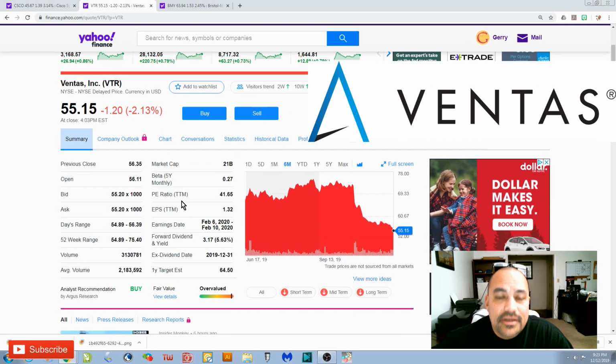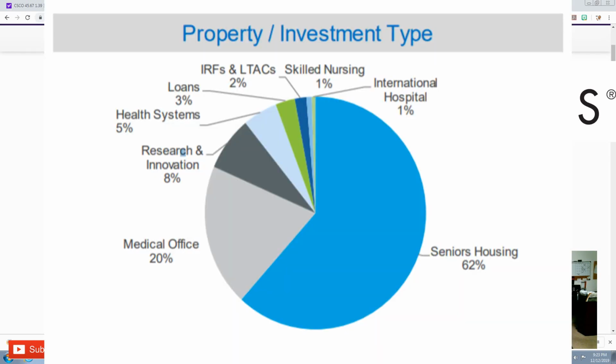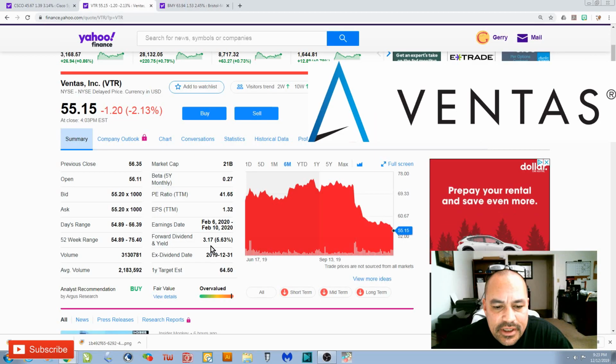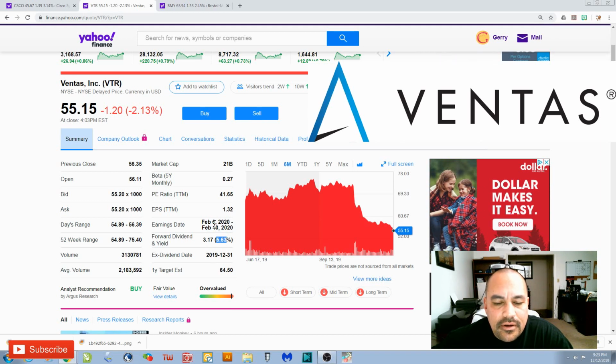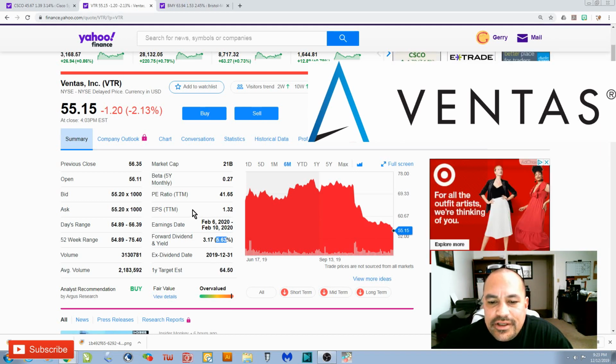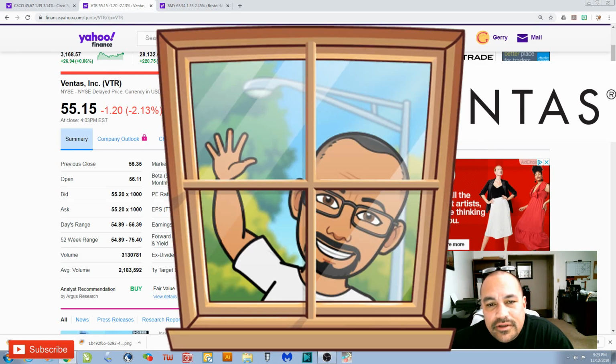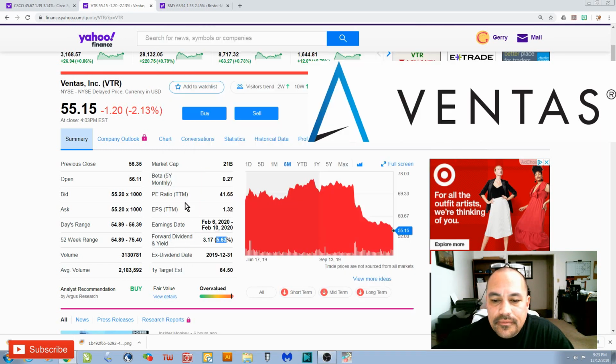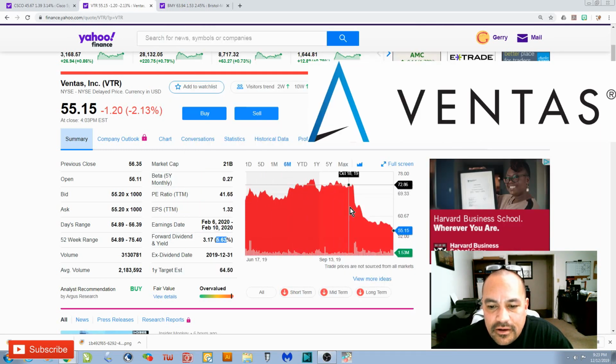But it's a REIT, a medical healthcare REIT, mostly senior housing. And this thing pays a 5.63% dividend yield. Ventas is the type of REIT that doesn't give you big windows of opportunity to invest, and right now they are. Looking at the 6-month chart here, the high was up close to $75 a share, and we're down in the $55 range now.